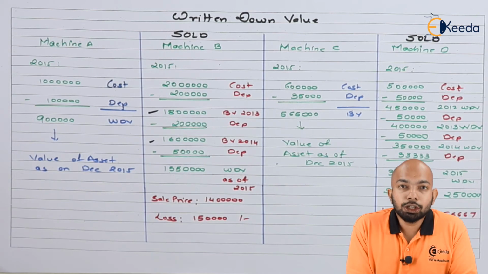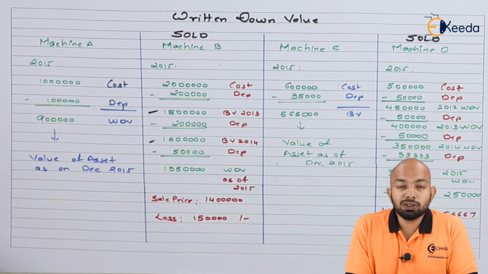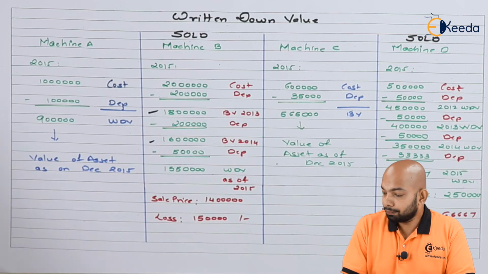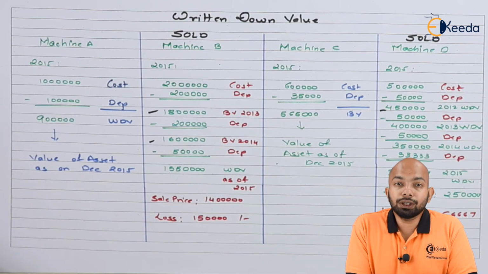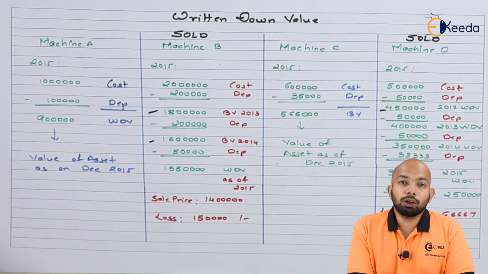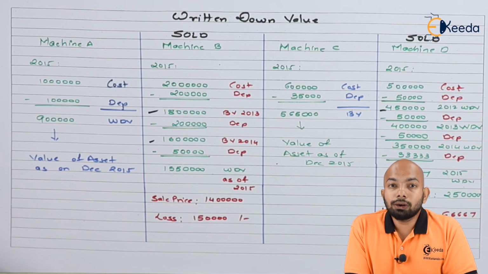So we're done with the calculation for machine D as well. The cost of this asset was 5 lakh rupees in the year 2012, of which we have subtracted depreciation for that year, 50,000. We get a total of 4 lakh 50,000 as the WDV for 2012. Out of which we further subtract 50,000 for the year 2013 and 50,000 for the year 2014. That means out of 4 lakh 50,000 we have subtracted 1 lakh, which gives you a total of 3 lakh 50,000, which is the written down value for the year 2014.